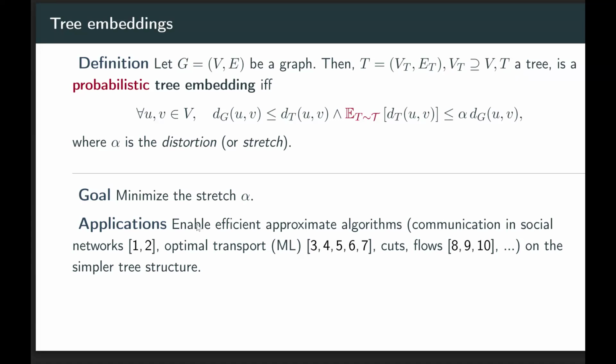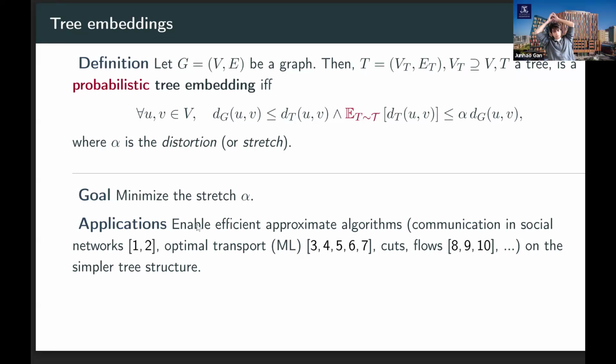Maybe you've seen the applications by now, but just to highlight: any algorithm that you can solve on trees efficiently, you can now solve with log n approximation efficiently. There are a bunch, ranging from social networks, optimal transport, which has gained a lot of traction in recent years, and machine learning, to cuts, flow and everything.